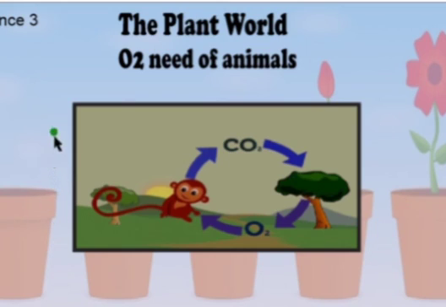As you know, animals need oxygen. Why do animals need oxygen? Animals need oxygen for their survival. All animals need oxygen for their survival. They use oxygen from the air that is released by the plants. Plants release oxygen into the air, and all animals use oxygen from the air. Animals need oxygen for their survival.